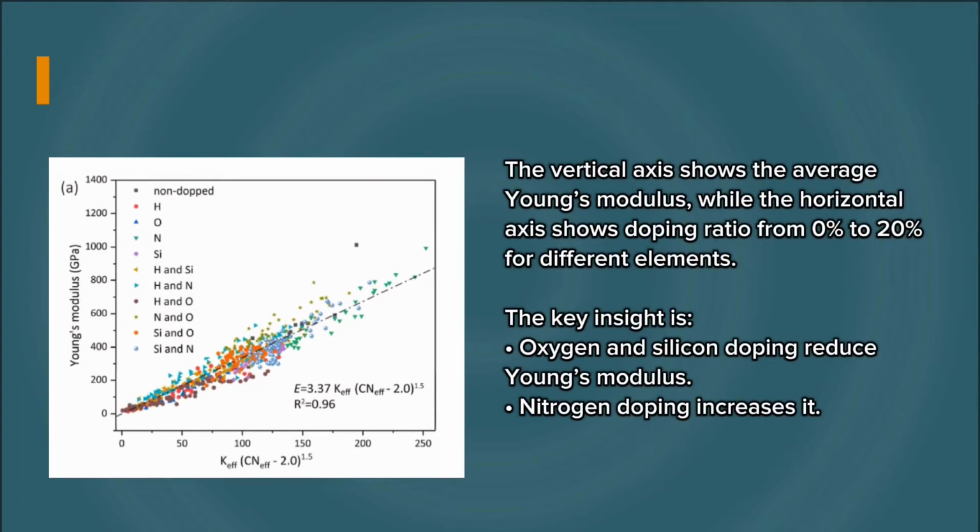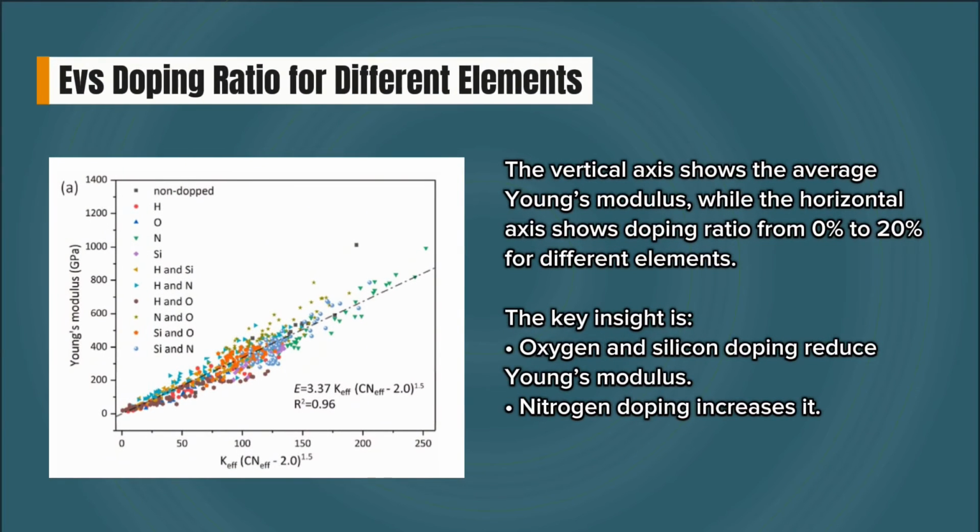The vertical axis shows the average Young's modulus, while the horizontal axis shows doping ratio from 0% to 20% for different elements. The key insight is that oxygen and silicon doping reduce Young's modulus, and nitrogen doping increases it.